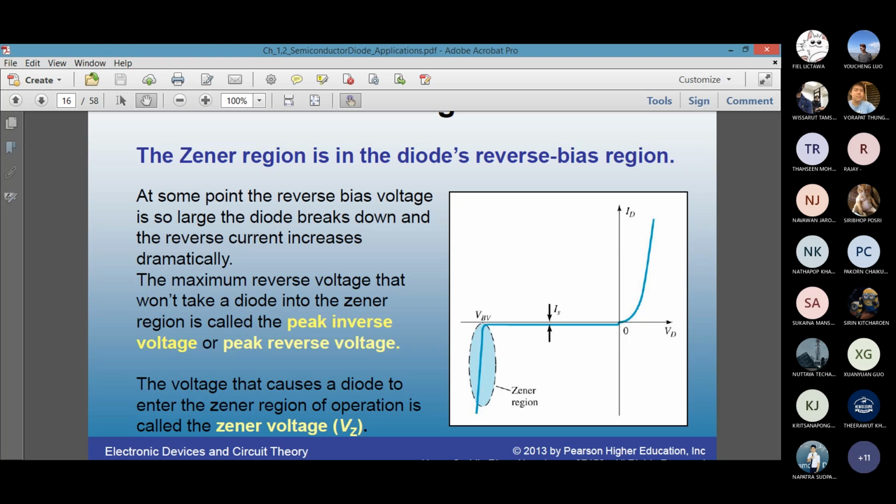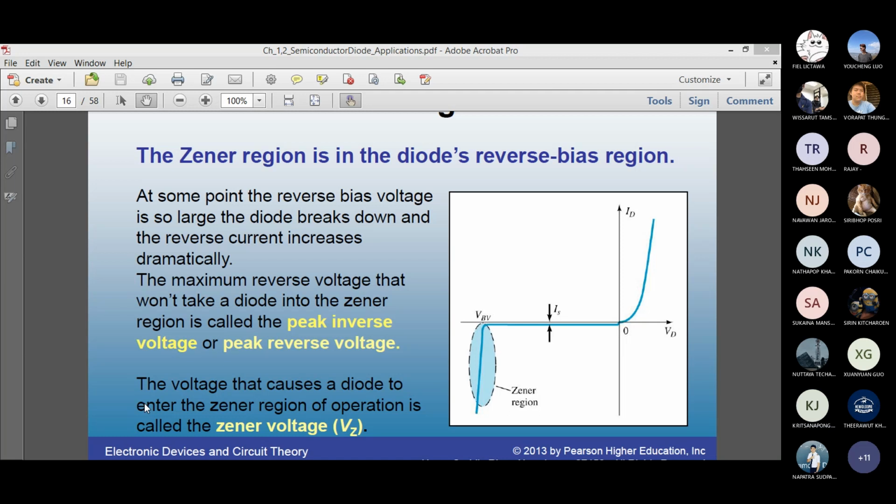Let me ask another question. Kritsanapong? Yes, teacher. Can you apply as much reverse voltage as you want to a diode? This one I think so. No, I'm not sure about it.